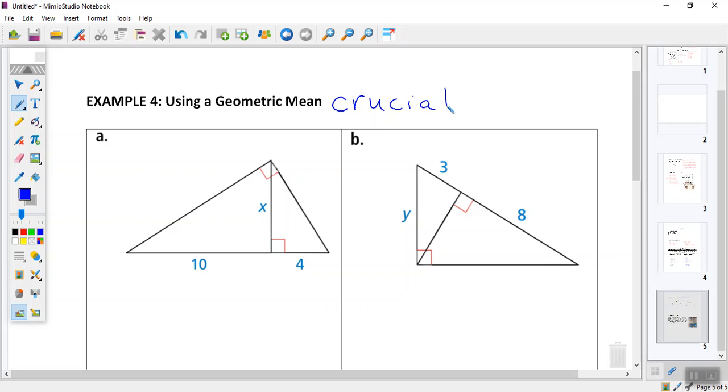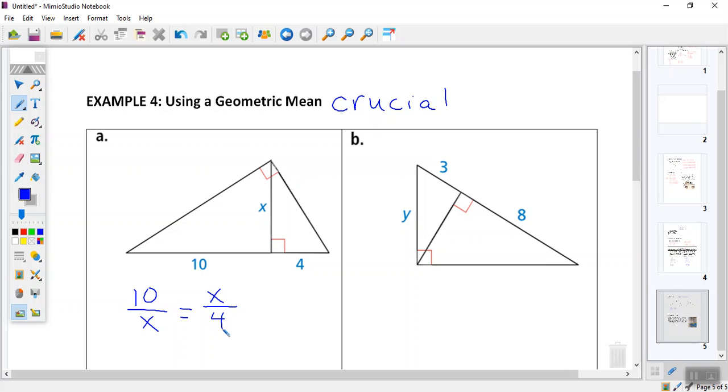Okay, guys, this X, it's unknown. Is this an altitude or a leg? So I can say that this is a geometric mean. Okay, so I can say 10 is to what? Kind of look at what I did. I went long leg, short leg as, in this triangle over here, X is to what?